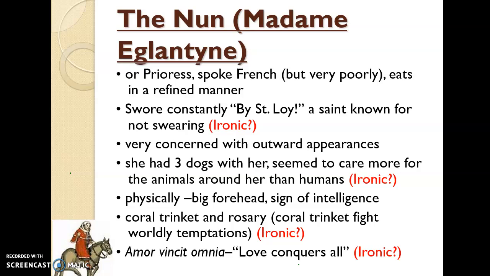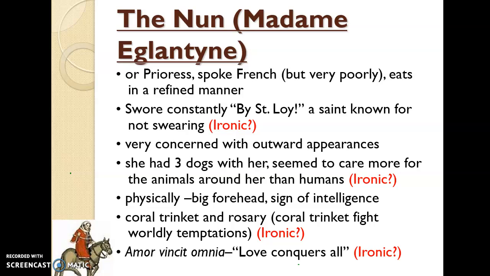She was also very vain and very concerned with her outward appearances. And she had animals with her. She had 3 dogs, and she cares a lot more for them than she does for the humans. Although she is very vain and concerned with her outward appearance, it says that she has a big forehead, which during this time period was a sign of intelligence. And she also carried around a coral trinket and rosary. The coral trinket is supposed to fight away worldly temptations.